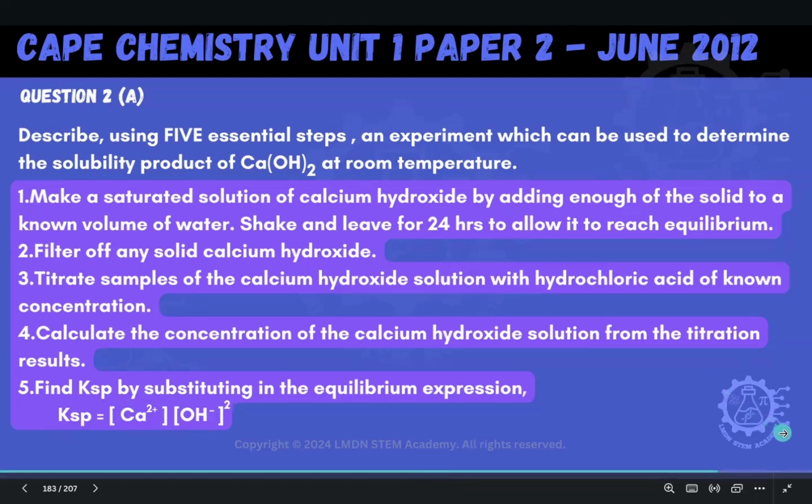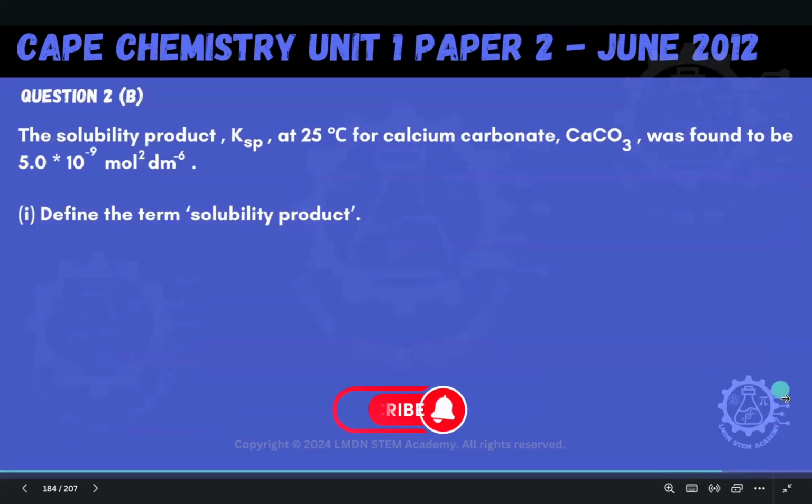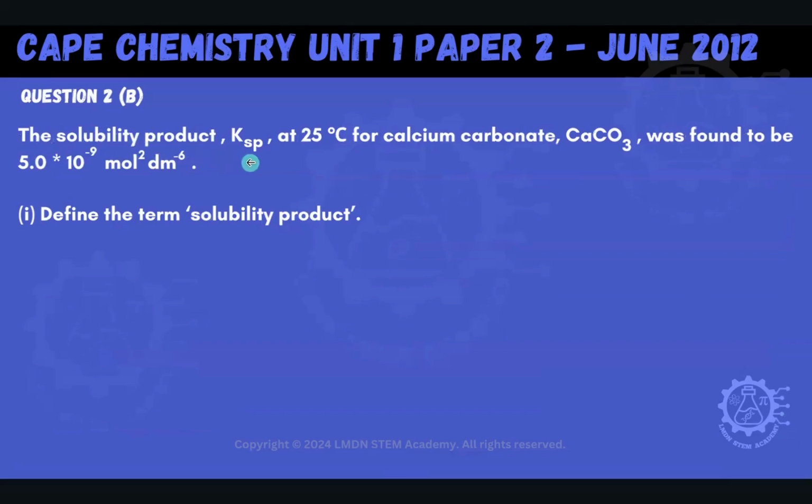All right, so let's keep it moving. We're going to move on to part B. Part B says the solubility product, or the KSP, at 25 degrees C for calcium carbonate, CaCO3, was found to be 5.0 times 10 to the minus 9 mol² dm⁻⁶. Define the term solubility product.